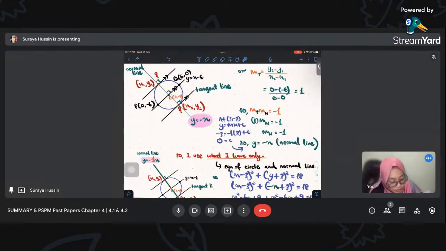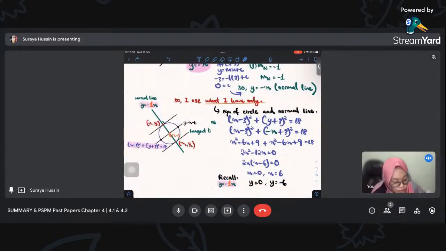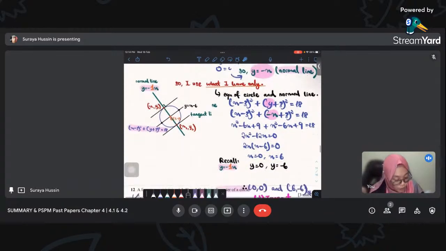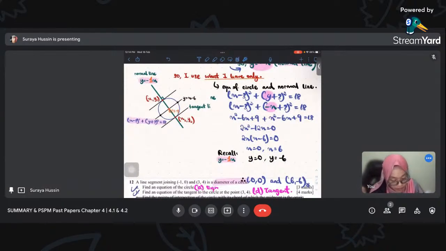So what I can do is just masukkanlah saya punya equation of normal line tadi, our normal line ke dalam equation of circle. So that's it. Nanti saya dapatlah dua koordinat, because everything here will be in terms of x. So I'll get answer x coordinate, and so I'll get y coordinate juga. Okay, when I got two coordinates, and so I'm happy, this is my answer.